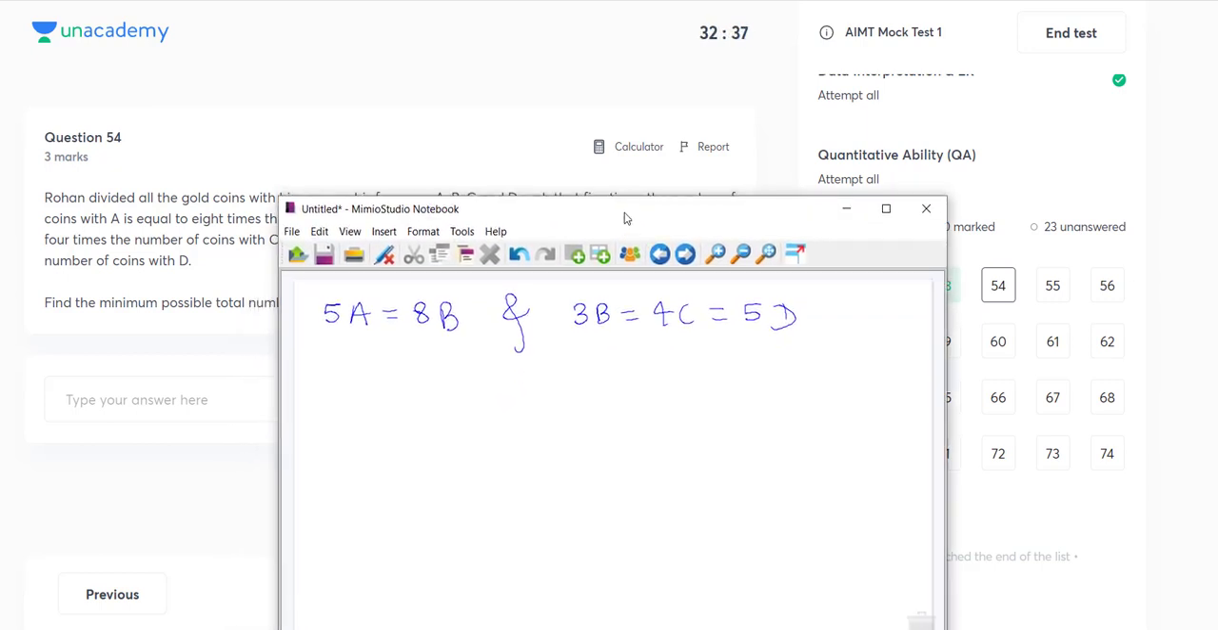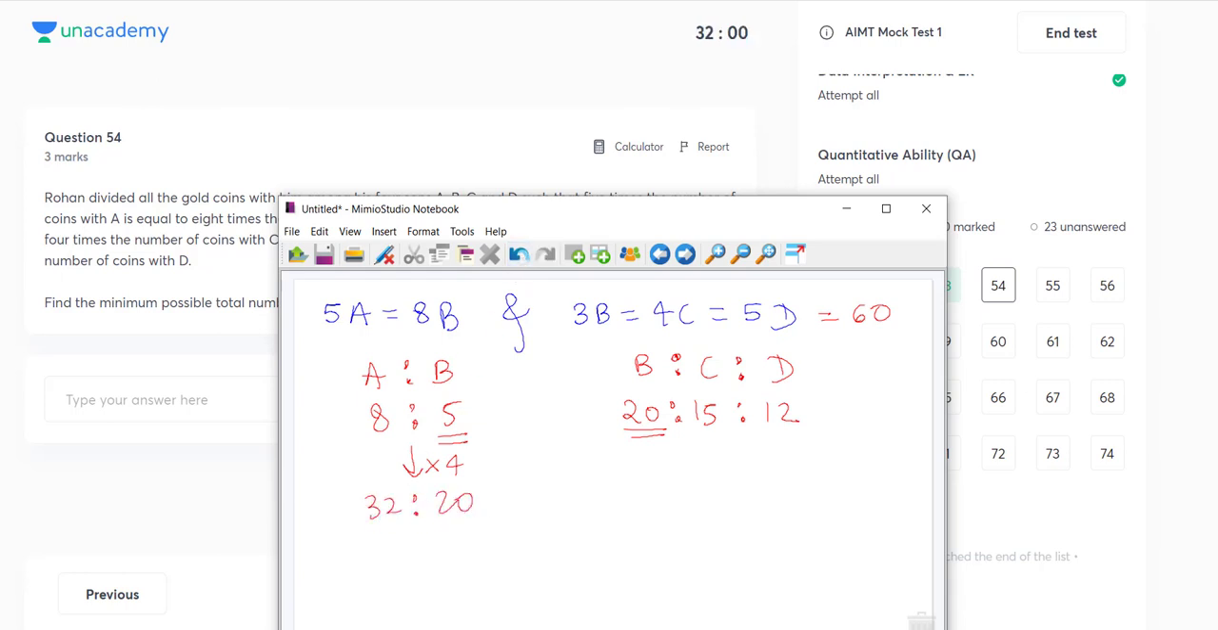Let's find the ratio here. The LCM of 4, 5, 3 is 60. So the ratio of B, C, D is 20 is to 15 is to 12. And the ratio of A divided by B is 8 is to 5. Over here the value of B is 20, over here the value of B is 5, so let's multiply this ratio by 4. This becomes 8 fours are 32, so 32 is to 20.